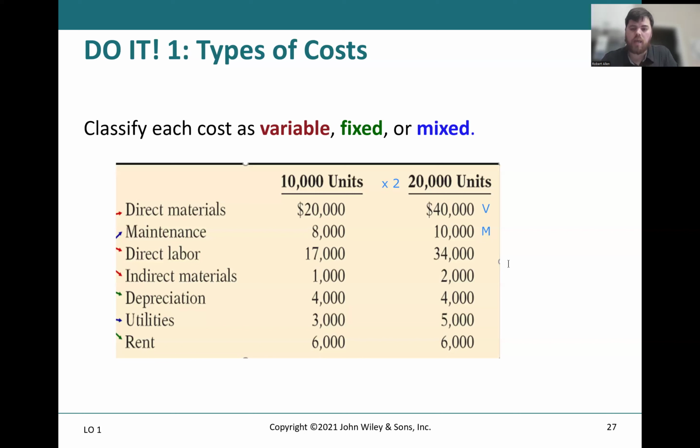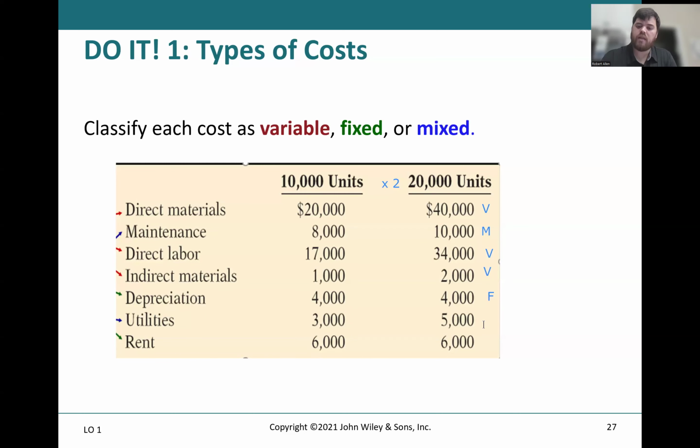Now, for direct labor, once again, we see 17 to 34. Well, that is a direct doubling, so this is variable. Indirect materials, the same thing. 1,000 to 2,000 is variable. But depreciation is the same. Well, if it's the same regardless of production level, that is going to be a fixed cost. I'm sorry these are not lining up very well. It's driving me nuts, but I don't know how to fix it, so we're just going to all have to deal with it. Next, we look at utilities.